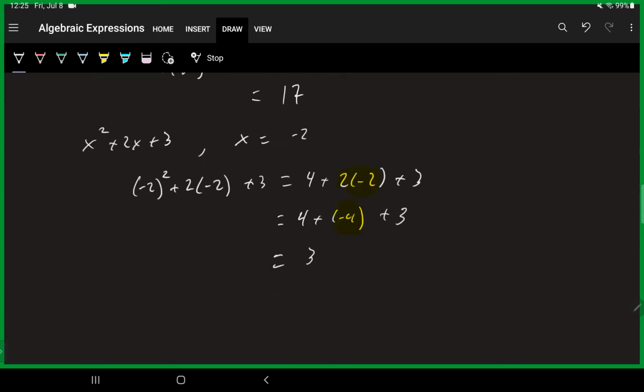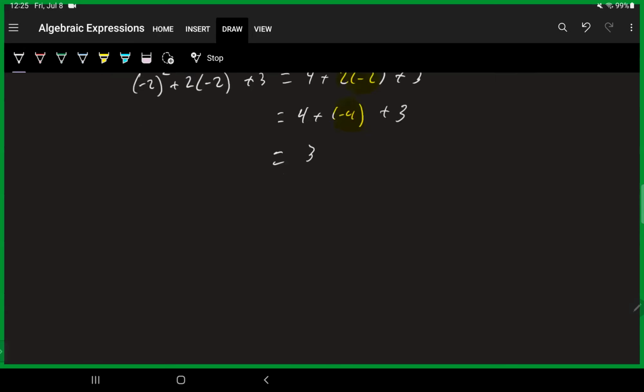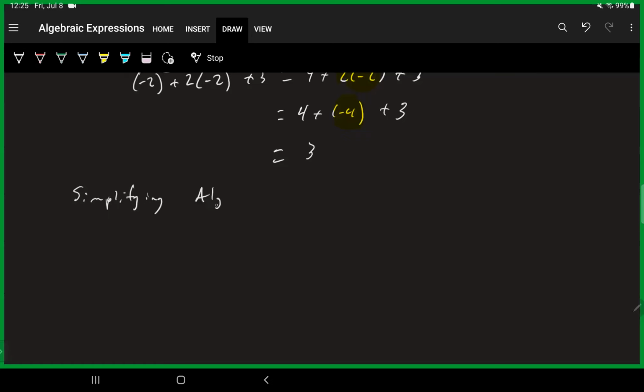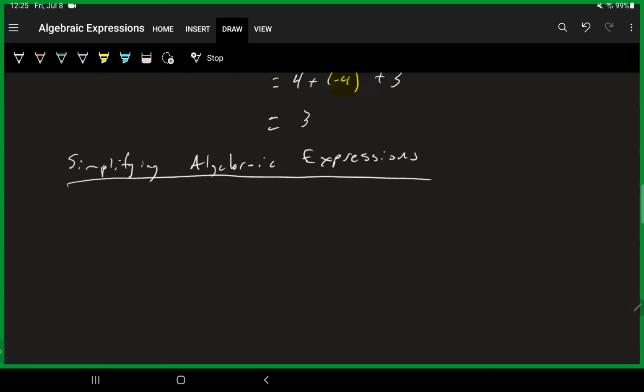So the other thing we could do is we could simplify algebraic expressions. So what does that mean? Well, let's look at a basic example here. Let's look at 3x plus 2x.